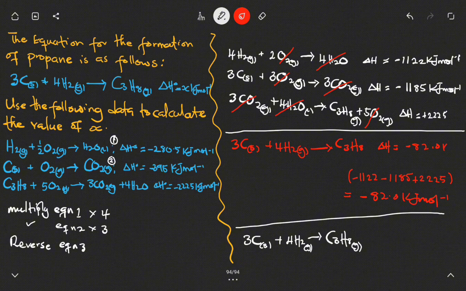So the enthalpy change for the formation of propane is minus 82.0 kilojoules per mole. So this is how you use this information with the aid of Hess's law to work out the enthalpy change of a reaction. You should be able to manipulate the data just respecting the law and cancel out the ones that need to be cancelled out, and then you get your equation.